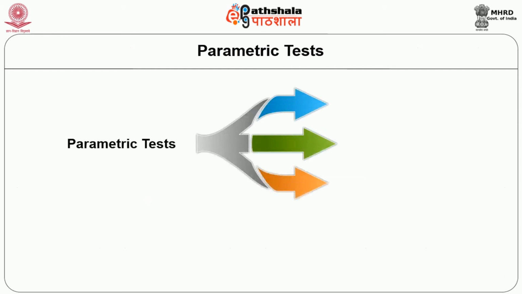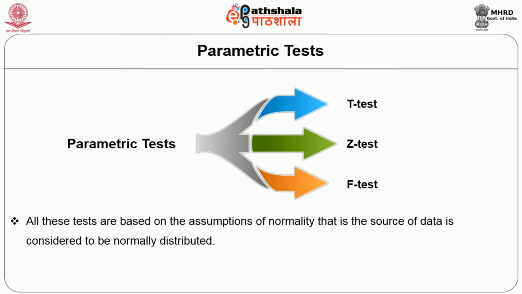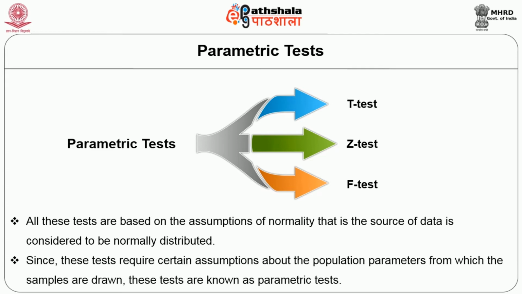Next, we will see the important parametric test and its application in statistical analysis. The important parametric tests are t-test, z-test and f-test. All these tests are based on the assumptions of normality, that is, the source of data is considered to be normally distributed. Since these tests require certain assumptions about the population parameters from which the samples are drawn, these tests are known as parametric tests.